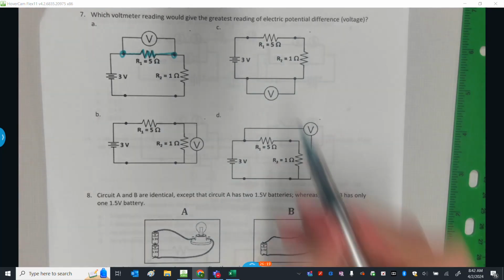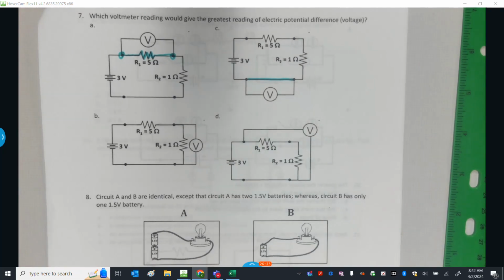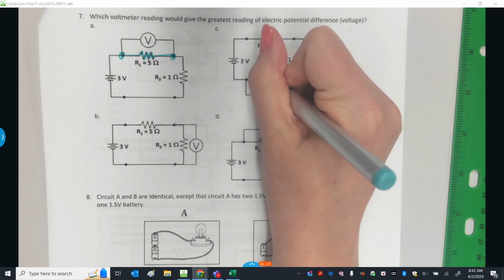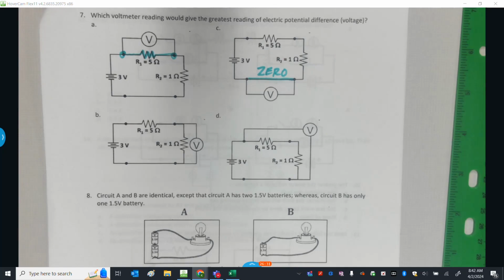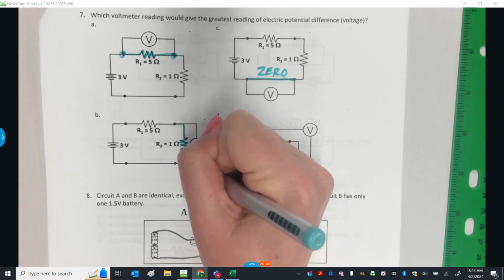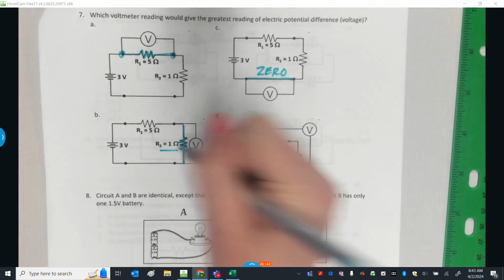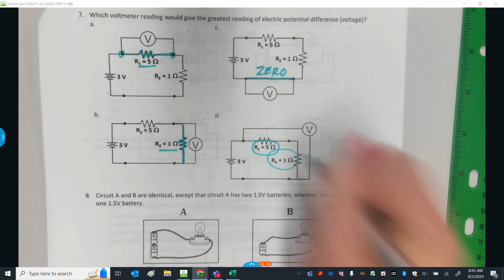This one is measuring just the wire, and wires are considered to have no resistance at all, which means this would have no voltage drop. It would give you a reading of 0. If you test just a wire, you're going to get 0. It needs to be connected across things like resistors or batteries. This would give you the voltage drop just here. That one's just here. This one, though, gives you both of them.